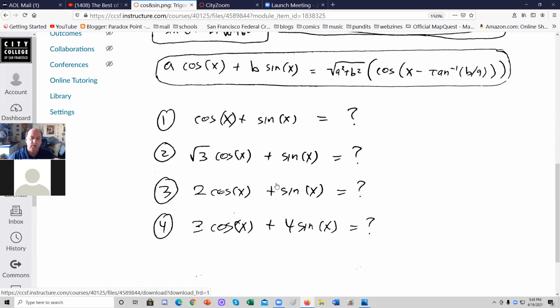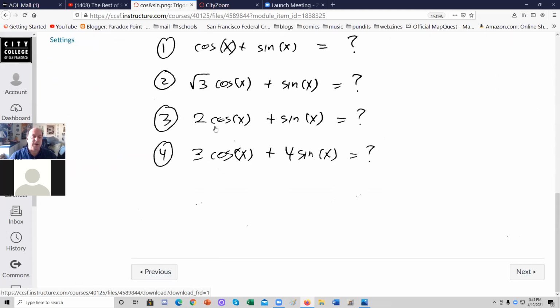A is 2, b is 1, root of 2 squared plus 1 squared, cosine of x minus arctangent of 1/2. Okay, I'll leave this to you. It's a simple one. All right.